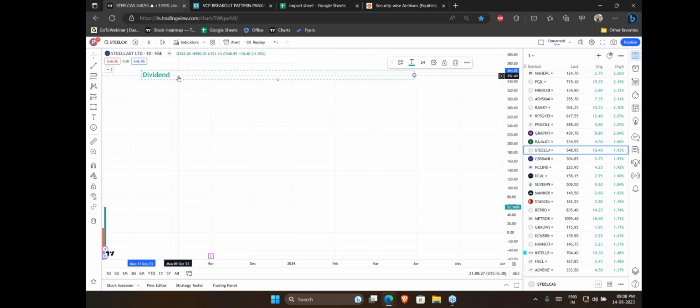Dividend basically क्या होता है? प्रॉफिट शेयरिंग होता है। But do you know where the dividend comes from? Do you know where this dividend is coming from? No, it is not coming from the reserves. It is coming from the market cap itself.